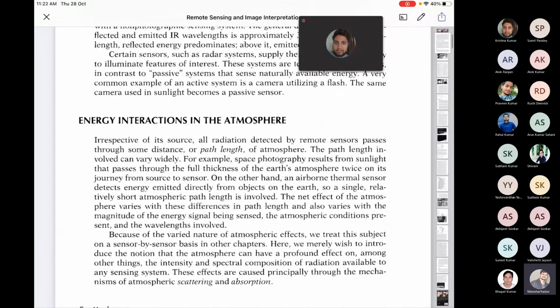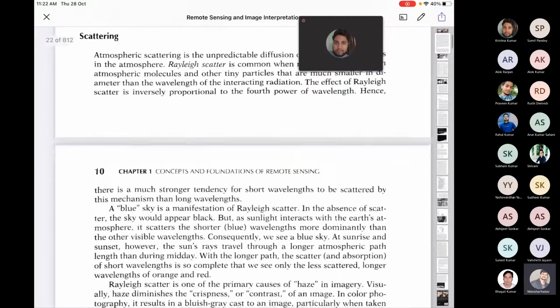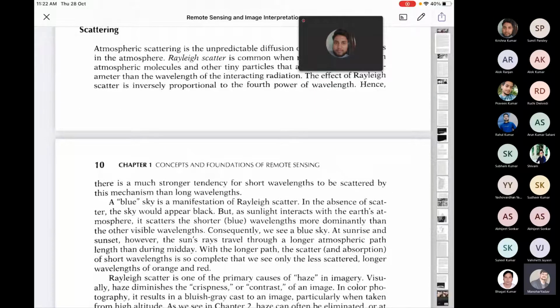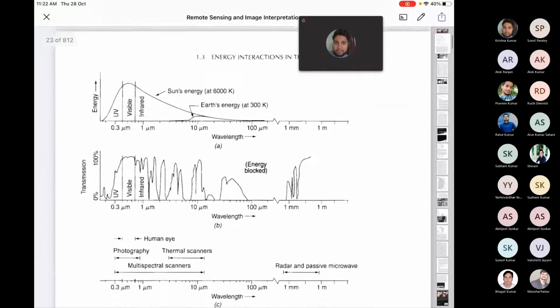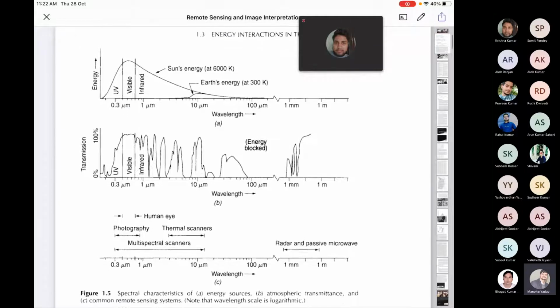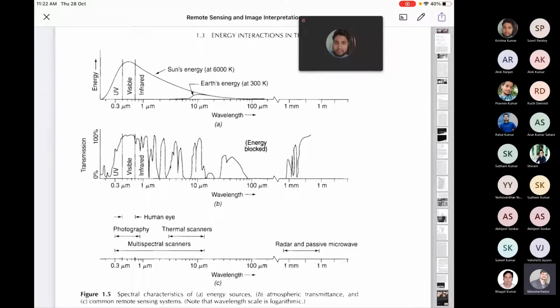Then energy interactions in the atmosphere. Here you will get a discussion on two major phenomena, scattering and absorption. Figure 1.5 is a very important figure. Okay, where part A shows the radiated energy curve with respect to wavelength, and part B tells how the atmosphere behaves. It is plotted in terms of atmospheric transmission versus wavelength.